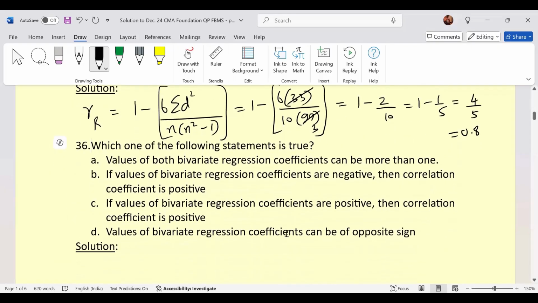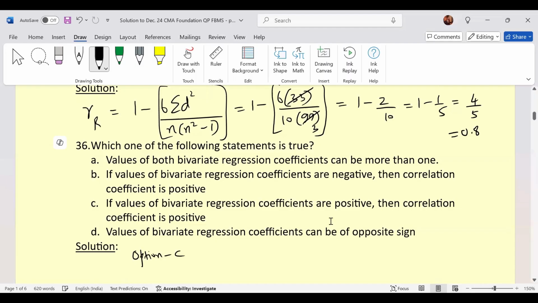Which of the following statements is true? Value of both bivariate regression coefficients can be more than 1. This is false, because if one of the regression coefficients is more than 1, the other should be less than 1. If values of bivariate regression coefficients are negative, then the correlation coefficient is positive. This is also false. If both the regression coefficients are negative, then the correlation coefficient also should be negative. If the values of bivariate regression coefficients are positive, then the correlation coefficient is positive. This is correct. So option C.